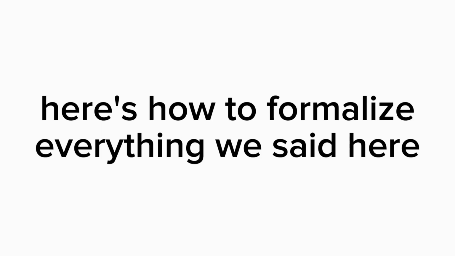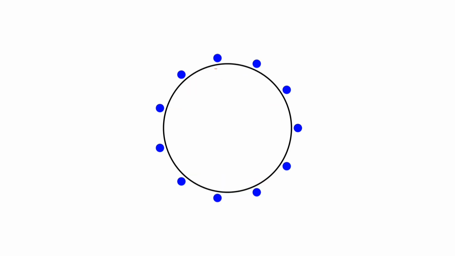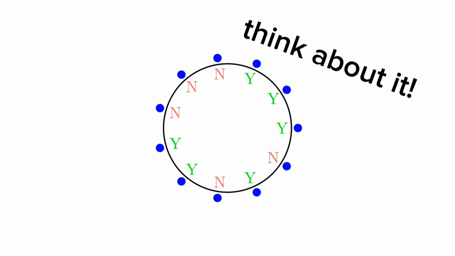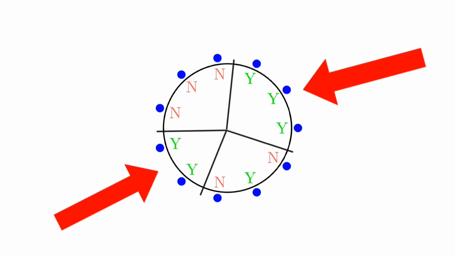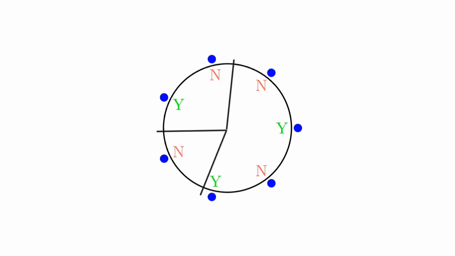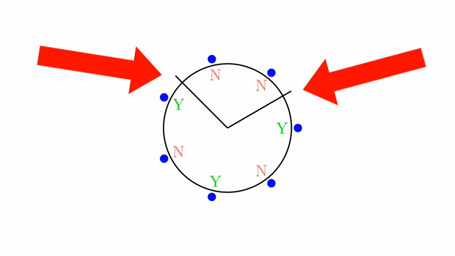Here's how to formalize everything we said here. Start with any initial voting. Because the number of people is odd, we're guaranteed to have at least 2 good people. Think about it for a moment. Now divide this circle into regions of good people and regions of bad people. Because we're in a circle, every region of bad people should be enclosed by 2 regions of good people. If we have only 1 region of good people, it can act as 2 regions because, again, we're in a circle.